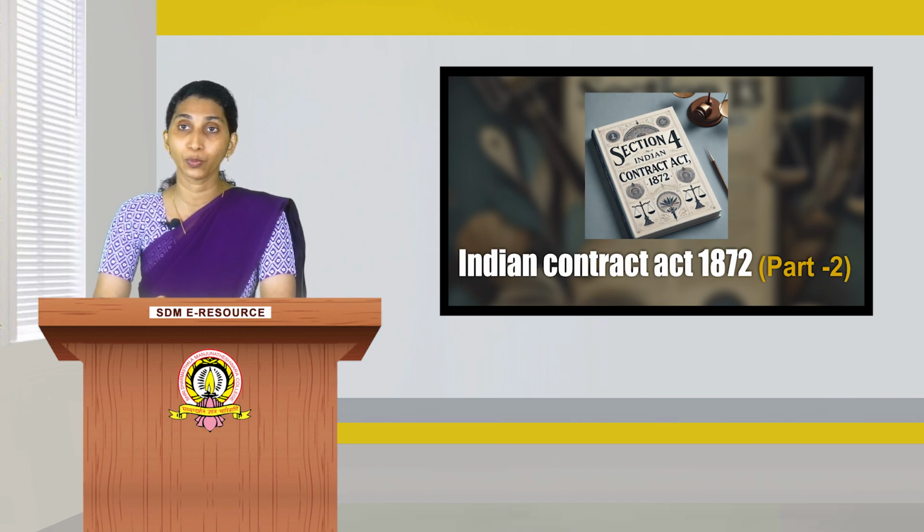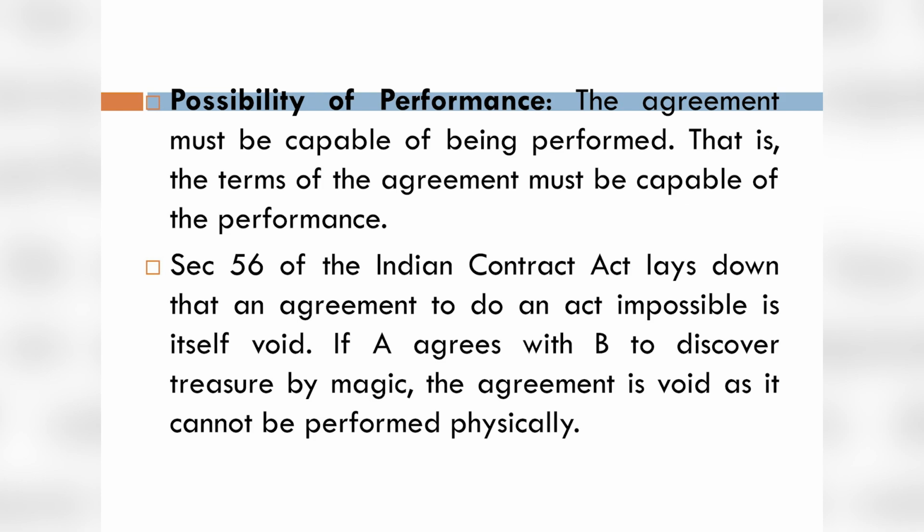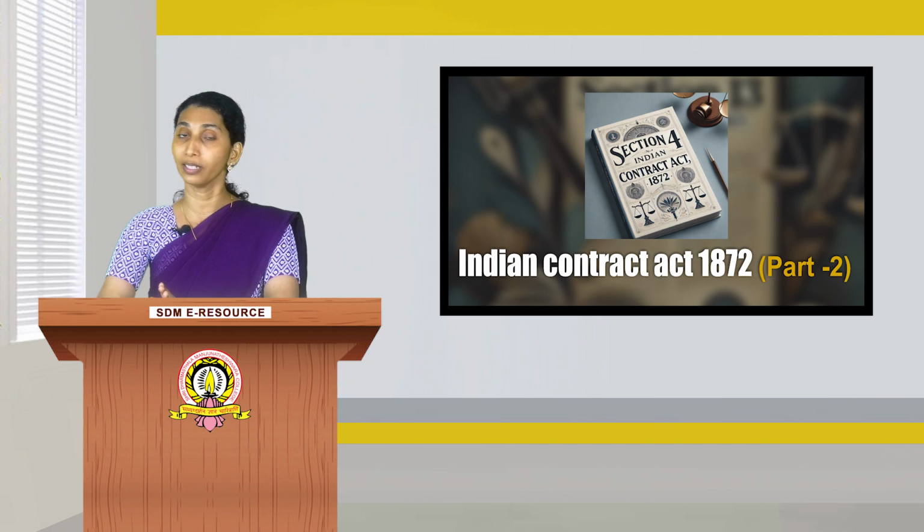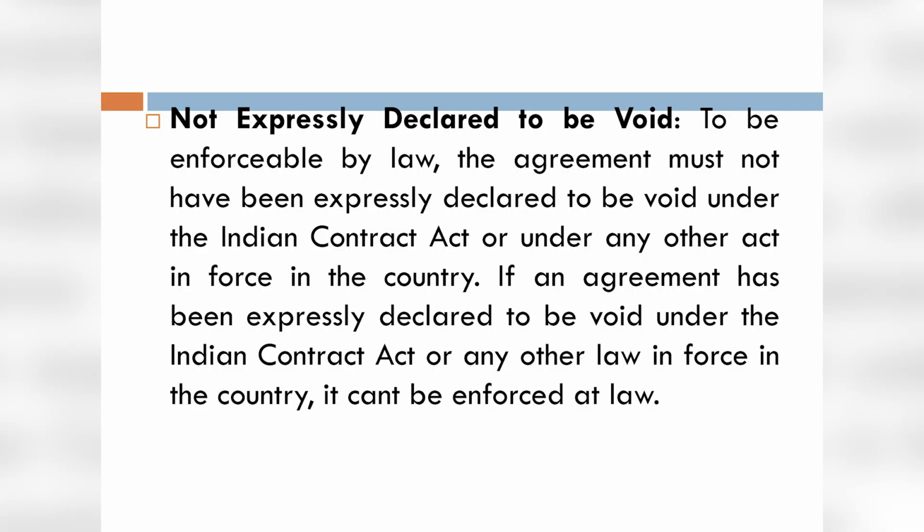The 9th point is possibility of performance. The agreement must be capable of being performed. That is, the terms of the agreement must be capable of performance. Section 56 of the Indian Contract Act lays down that an agreement to do an act impossible in itself is void. If A agrees with B to discover treasure by magic, then the agreement is void as it cannot be performed physically. The 10th one is about not being expressly declared to be void.